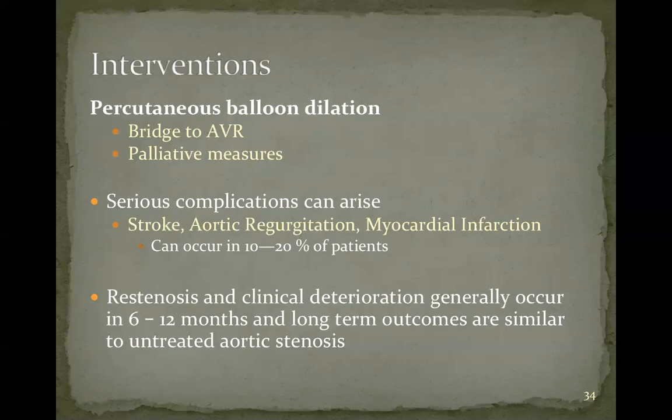Serious complications with ballooning their valve can occur. These risks are real and they're there. They can occur in 10 to 20% of your patients. They can have stroke, aortic regurgitation, or myocardial infarction. But the big thing to know is that restenosis and clinical deterioration do occur in 6 months to 12 months, and long-term outcomes are similar to those patients who are untreated for aortic stenosis. So ballooning is more palliative or a bridge to definitive management.